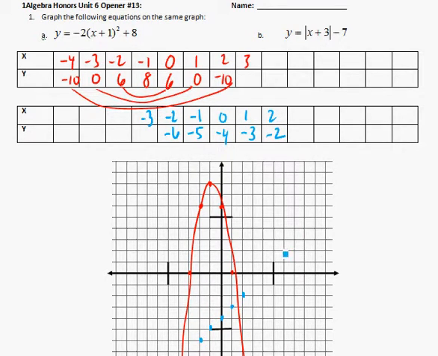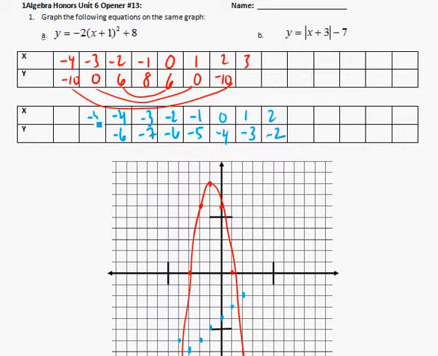If I plug in negative 3, negative 3 plus 3 is 0. The absolute value of 0 is 0, and 0 minus 7 is negative 7. Now, something interesting happens when I plug in negative 4. Negative 4 plus 3 is negative 1. The absolute value of negative 1 is positive 1, and 1 minus 7 is negative 6. So now the graph starts going back up from right to left.